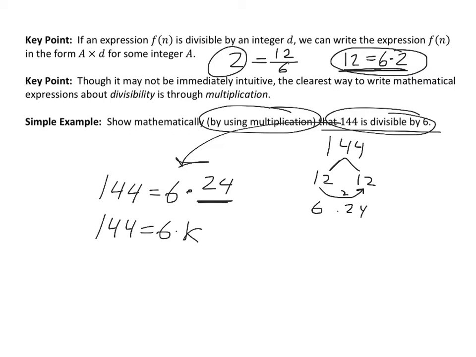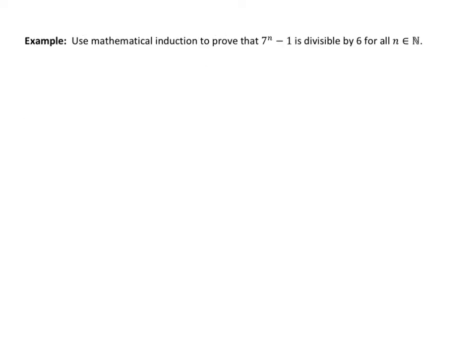We're going to be using that idea that 144 is 6 times some integer in order to show divisibility. We're going to use that a lot as we use the principle of mathematical induction to prove divisibility rules. If any part of this was unclear, I encourage you to pause, rewatch these 2 minutes, and make sure that you're comfortable with this idea that an expression like this shows the divisibility of 144 by 6. In the rest of this video, I'm going to do 2 math induction problems. The first is going to be a little bit simpler, and the second will be a little bit more complicated.